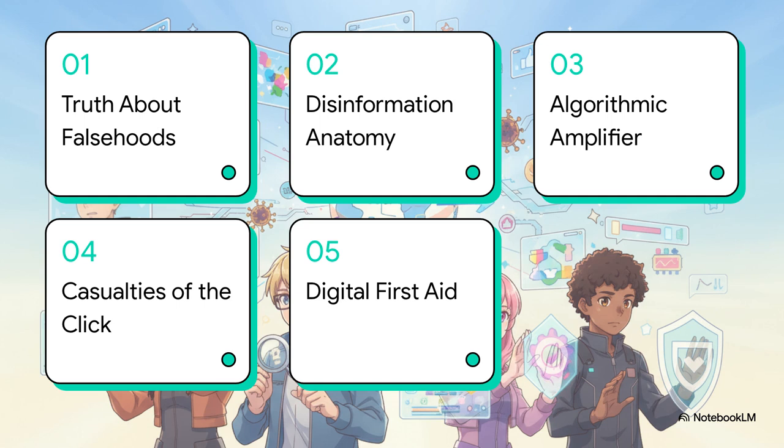All right, so here's our quick roadmap for today's explainer. 1. The truth about falsehoods. 2. The anatomy of disinformation. 3. The algorithmic amplifier. 4. Casualties of the click. And finally, 5. Your digital first aid. Let's dive right in.